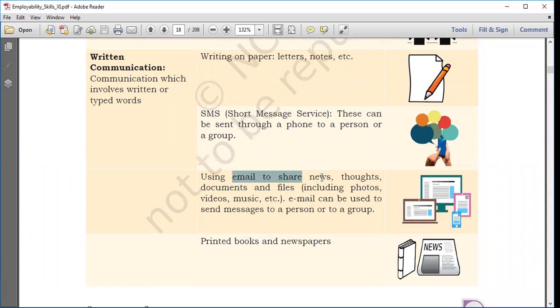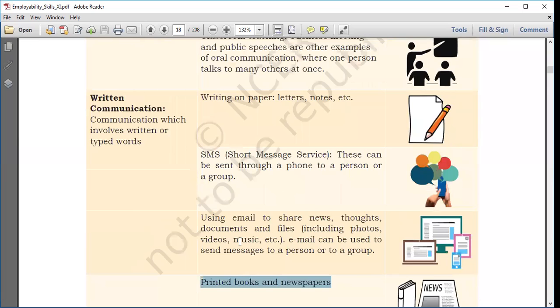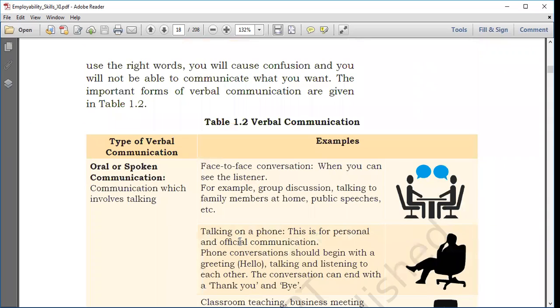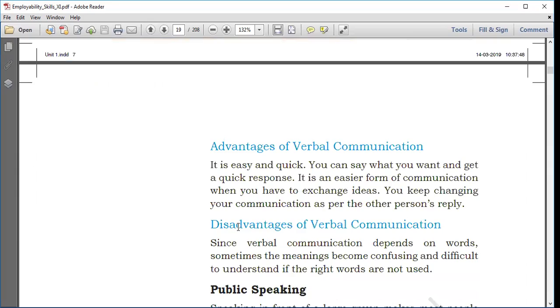Using emails to share news, thoughts, document files, right? And again, it can be sent to one person and a group of people also. Another category in this is the printed books and newspapers. This is also written communication. It is always sent to many people, right? So these are some types and examples of verbal communication.